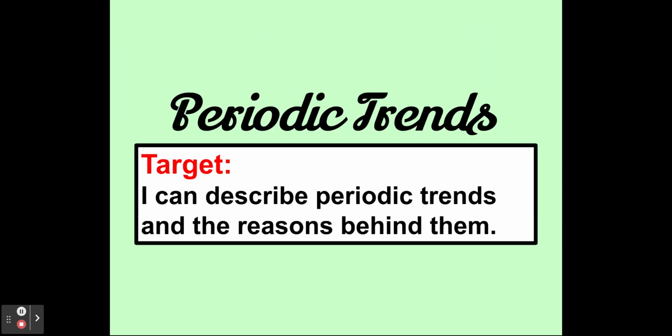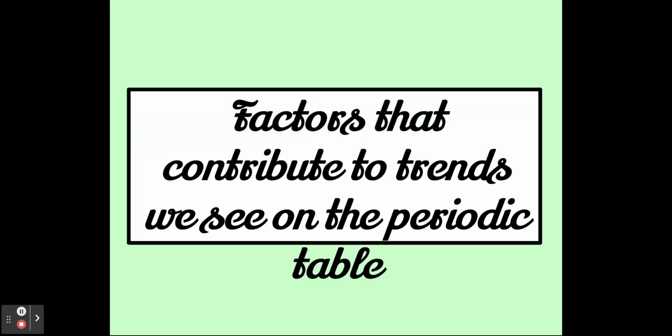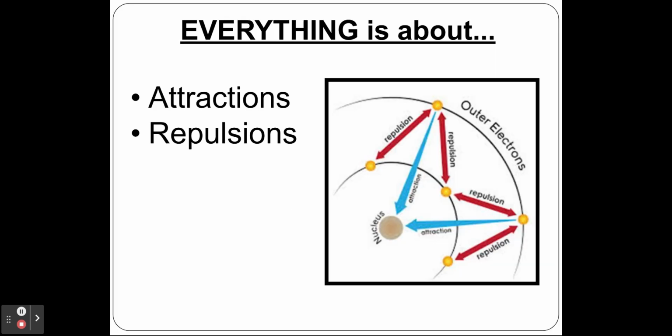Okay, so let's talk about periodic trends. So the factors that contribute to periodic trends we see in the periodic table. Everything is about attractions and repulsions. Remember what I talked about in an earlier video. It all boils down to Coulomb's law. And the first factor involved in Coulomb's law is the size of charges, right? So a bigger charge means stronger attractive forces or stronger repulsions, right?